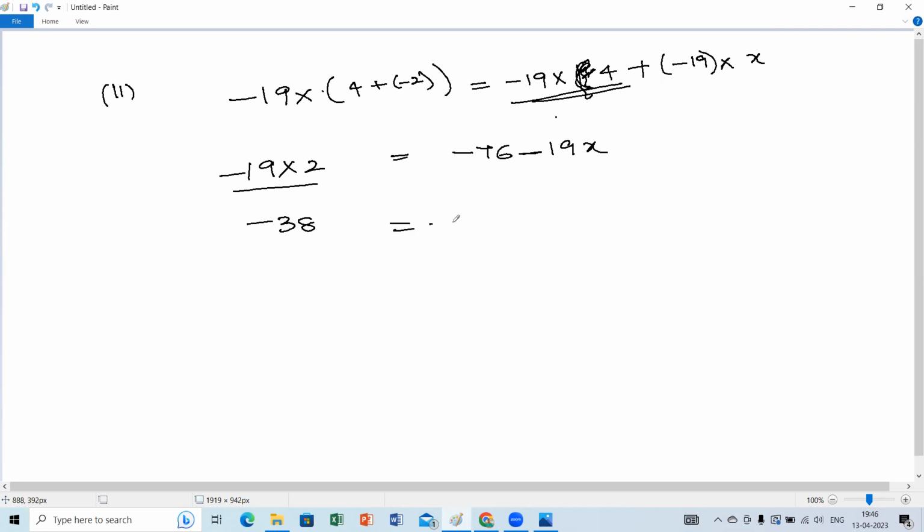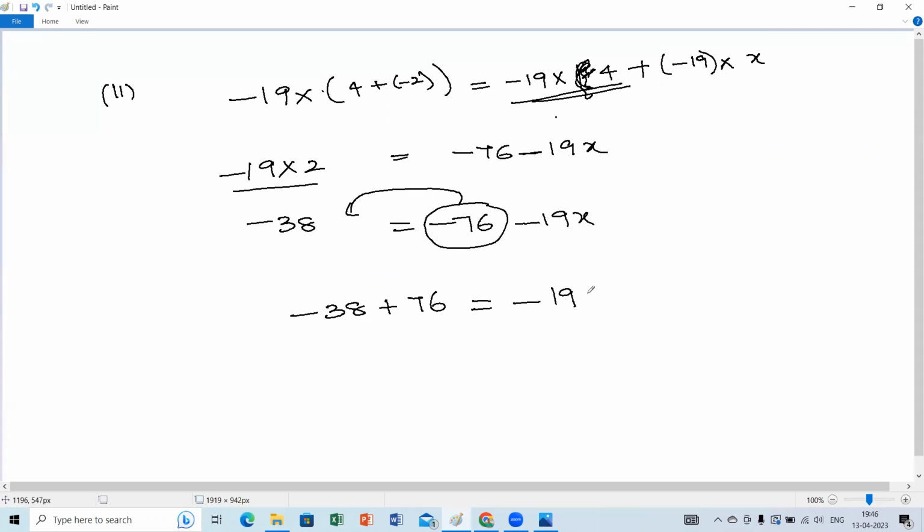Now rearrange: send this minus 76 to the other side, it becomes plus, children. So minus 38 plus 76 is equal to minus 19x. This is a very important question. 76 minus 38 is 38. So 38 is equal to minus 19 multiplied with x, children.